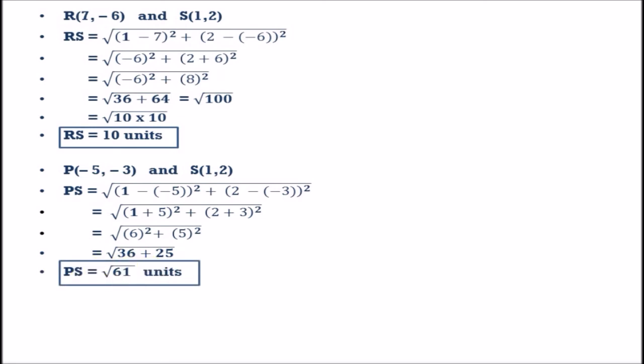So we have come to know that the opposite sides of this quadrilateral are equal. So it can either be a rectangle or a parallelogram. Now we need to find the length of the diagonals in order to decide whether it's a parallelogram or a rectangle. First, the length of the diagonal PR.